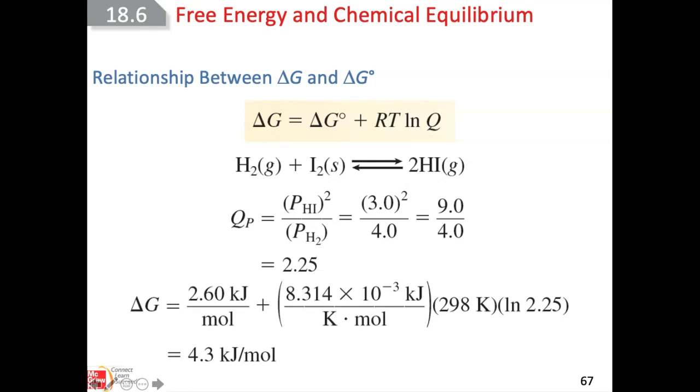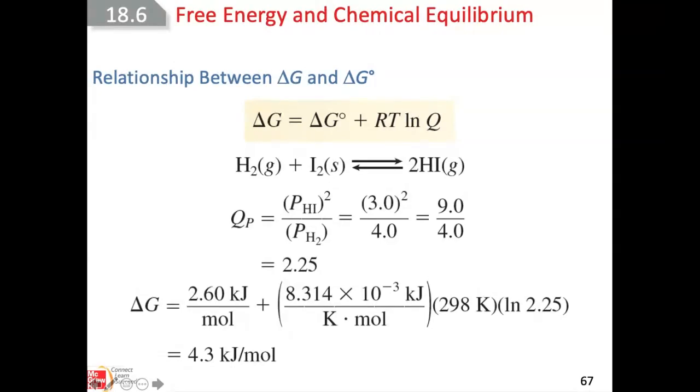For the given reaction, QP, the reaction quotient, equals the pressure of the product in a gas state raised to the power of 2 over the pressure of the reactant in a gas state. We do not include substances in a solid state or a liquid state. If the pressures are given, then we can find that the QP for this reaction equals 2.25.